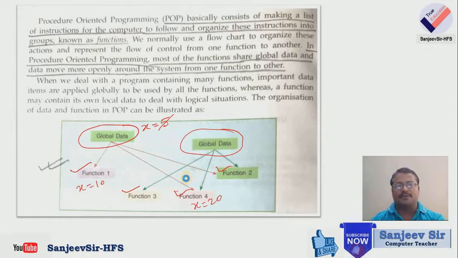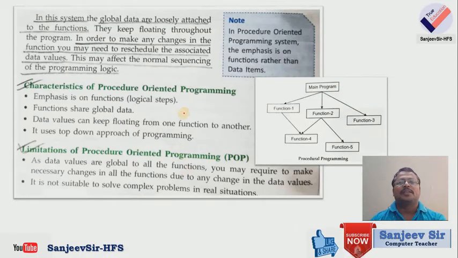We understand with the different process, different things also, that you see here in a book, given that the global data is loosely attached. That means in this problem, global data is loosely attached to the functions. That means data is not secure. So in order to make any changes in a function, you need to reschedule the associated data value. That means which one value, 5 or 10 or 20, is needed to use in a program, that we have to reschedule.